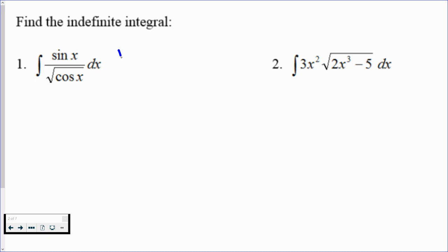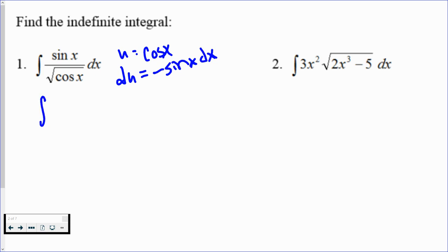If we make our u what's on the bottom inside the square root, cosine of x, then our du, which is the derivative of u, would be the derivative of cosine of x, which is negative sine of x, and then we want to put dx with it because we took that with respect to x. Once we have our u and our du, we want to rewrite the integral in terms of u.